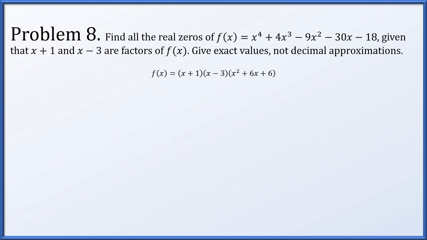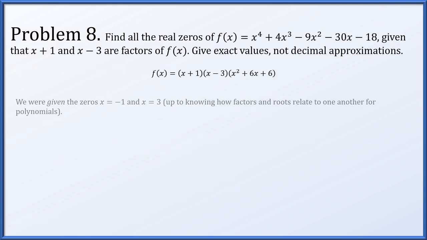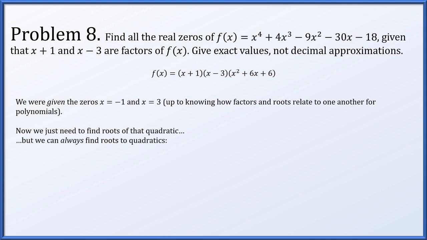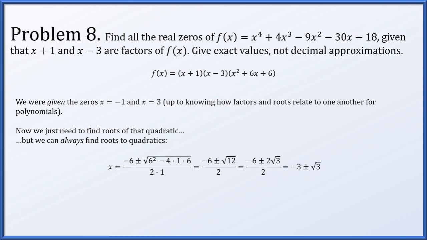So here we are. We've taken our given factors of x plus 1 and x minus 3, factored them out of the quartic polynomial we started with, and what remains is this quadratic quotient x squared plus 6x plus 6. And if you want to factor a quadratic or find its roots, you can always use the quadratic formula. Hacking through the quadratic formula here will give us two roots of negative 3 plus or minus root 3.